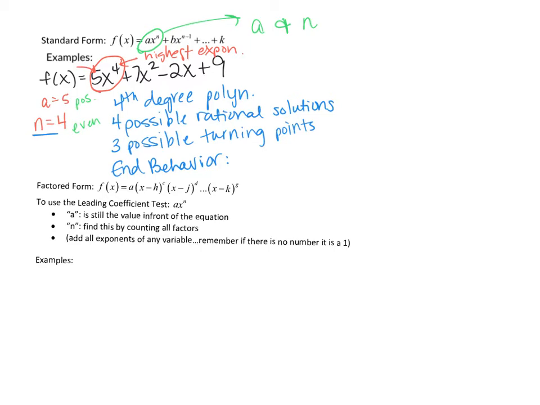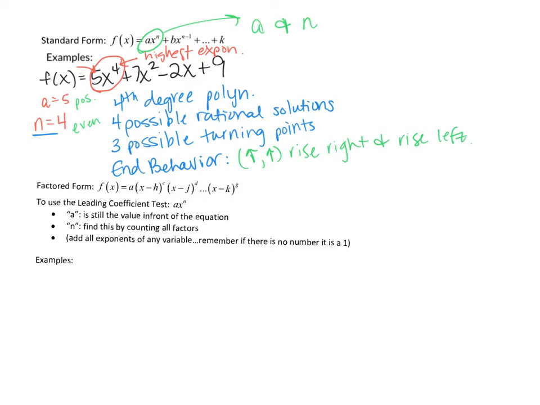Now that I know that I have something positive and even, I'm going to think back and remember those 4 scenarios. I remember that an even positive is going to be up, up. So we could describe that as rising to the right and rising to the left. When I'm looking at standard form, I focus on the highest exponent and the number in front, and then I can describe everything I know about it.